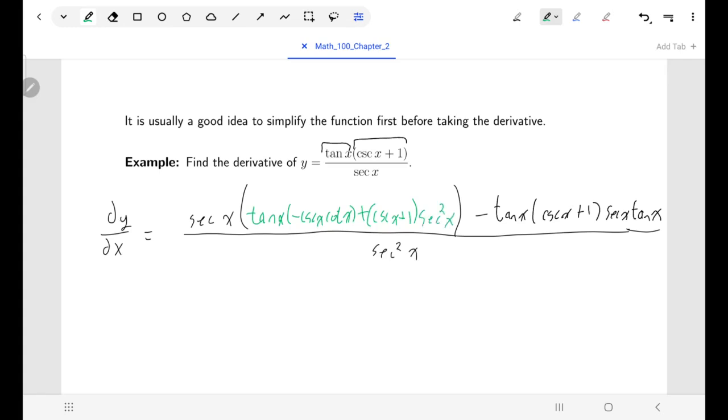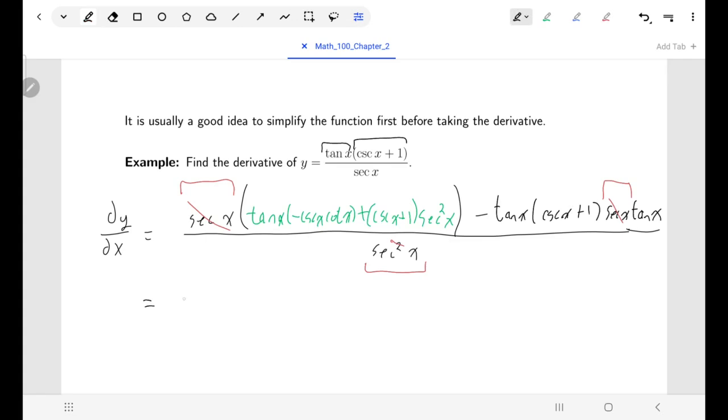Okay, so there's a lot of things that are terrible about this. There is one thing that's kind of nice that I can do to make my life a little bit easier, and that's the following. I notice that secant is a factor of the first term, secant is also a factor of the second term, secant is also a factor of the denominator, so I can make my derivative a little bit nicer by canceling the secants from the top with one of the secants from the bottom, so that at least makes my life marginally better.